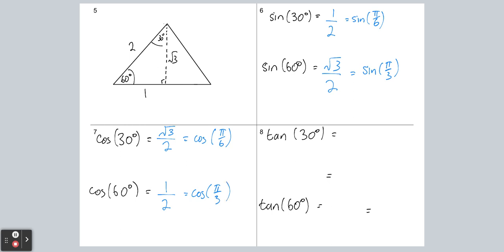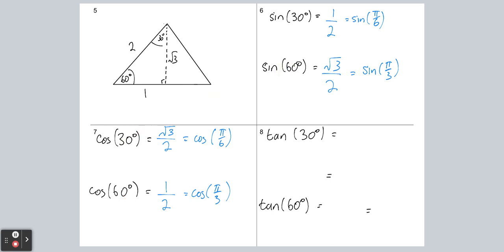You might note that the cosine of 60 is the same as the sine of 30, a half. And the cosine of 30 is the same as the sine of 60, root 3 on 2. And that's because the sine of an angle is equal to the cosine of its complementary angle.